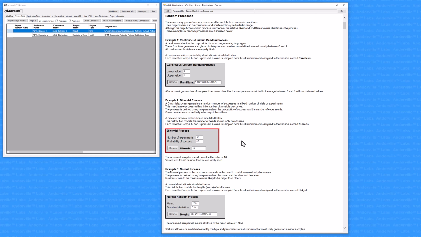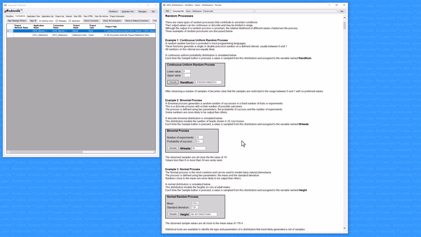Example 2 is a binomial process. A binomial process generates a random number of successes in a fixed number of trials or experiments. This is a discrete process with a finite number of possible outcomes. The process is defined using two parameters, the probability of success and the number of experiments. Some numbers are more likely to be output than others. A discrete binomial distribution is simulated below.